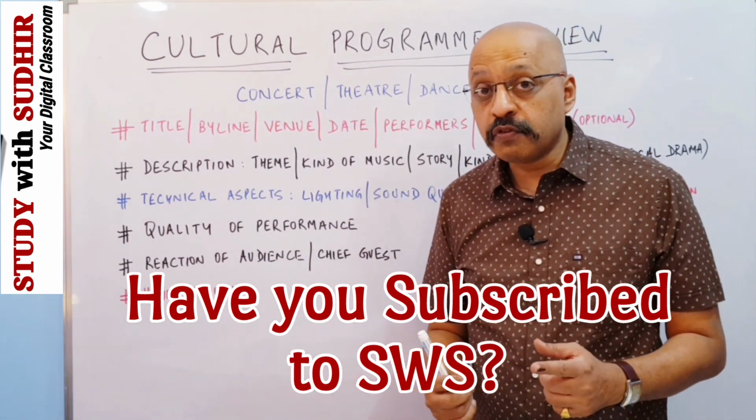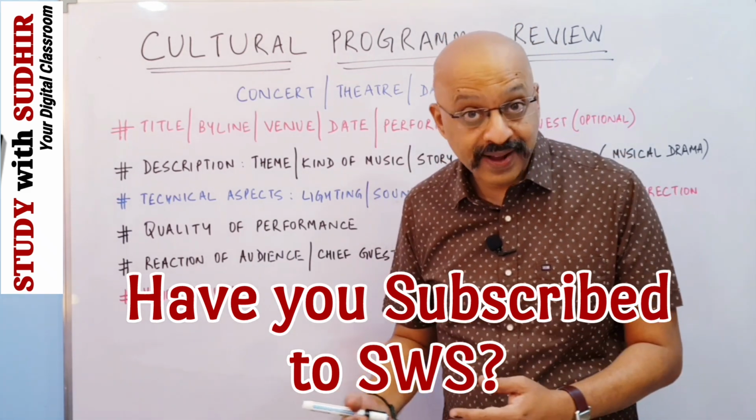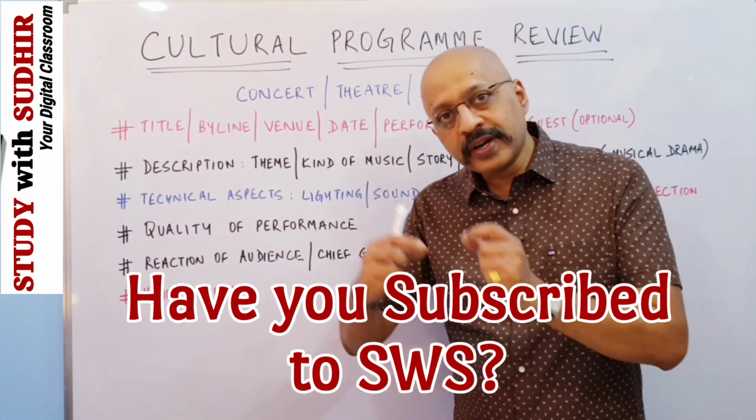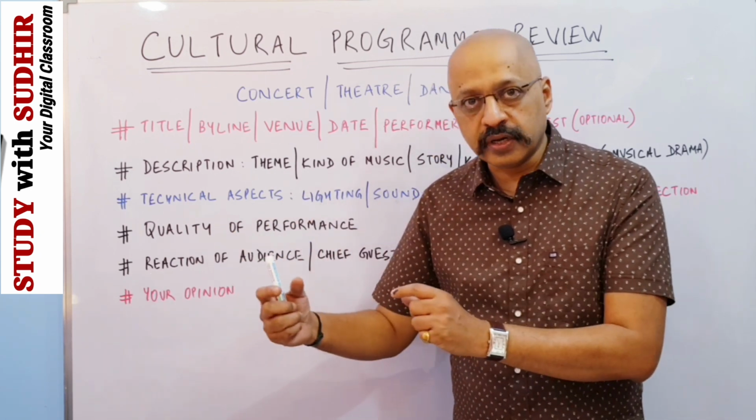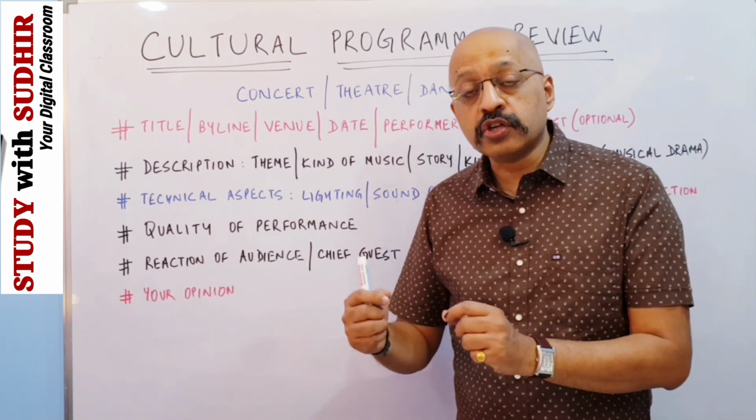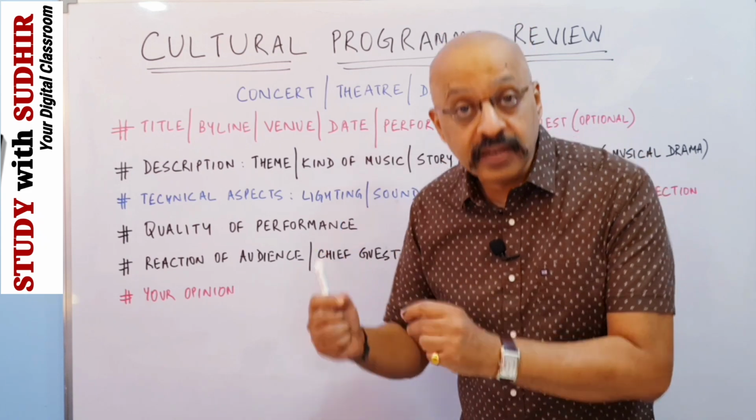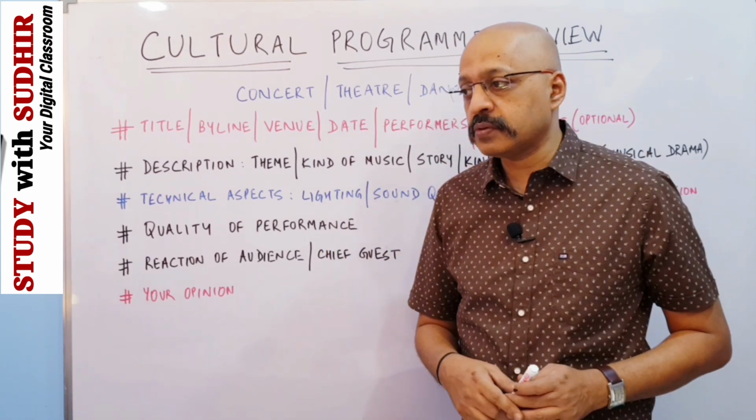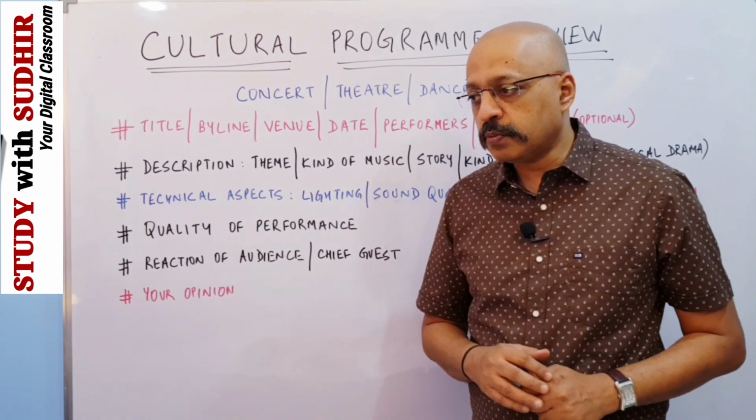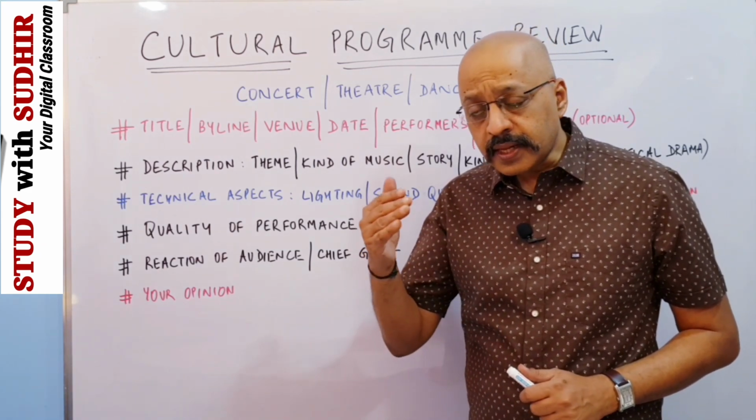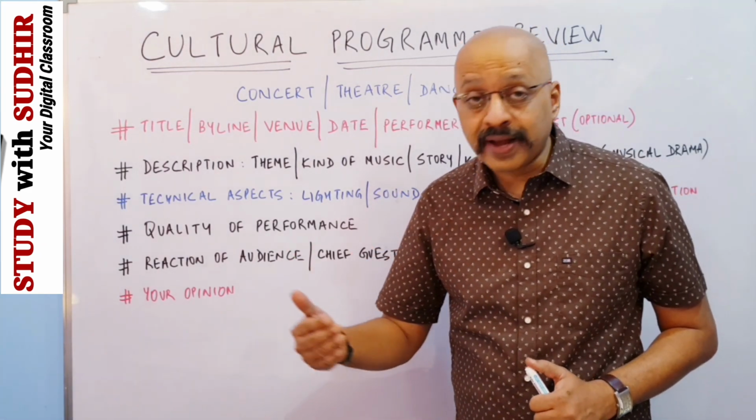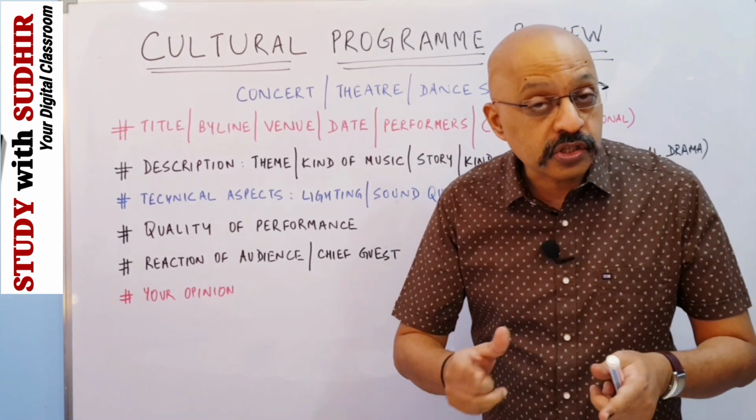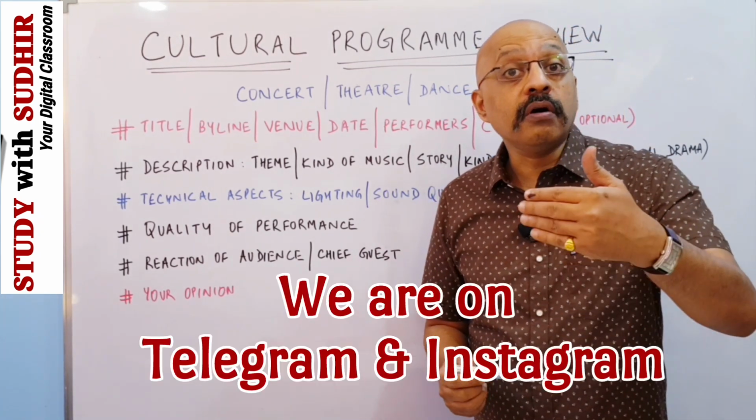Now, a cultural review could be written as part of your school magazine. That's how the format of the question would be. You would get much of the details in the question itself, right? So you just need to ensure that you do not leave out any detail that is asked of you in the question paper. Please remember this very carefully. You could be writing about it in the school magazine or in a local newspaper. So be very conscious of who your reader is.